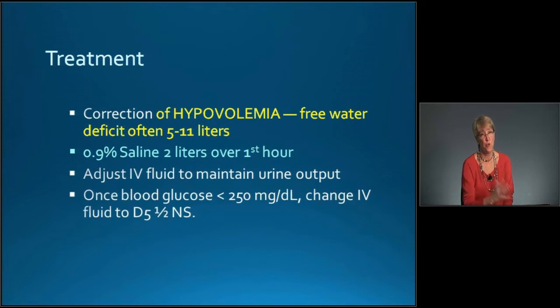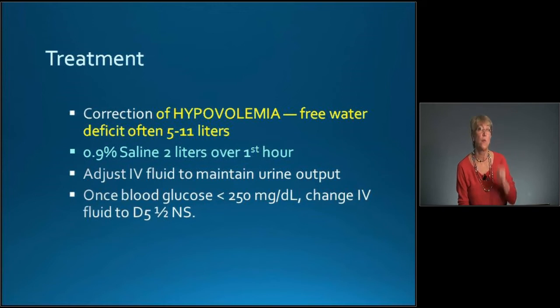So treatment, first thing you do for these patients, of course, is you give them fluid, because think about the symptoms. One of the symptoms is they're peeing all the time. They may be drinking and thirsting and eating, but they're also peeing constantly, so they're losing water. So we want to correct that first. We want to correct the hypovolemia. They may have a free water deficit of 5 to 11 liters.